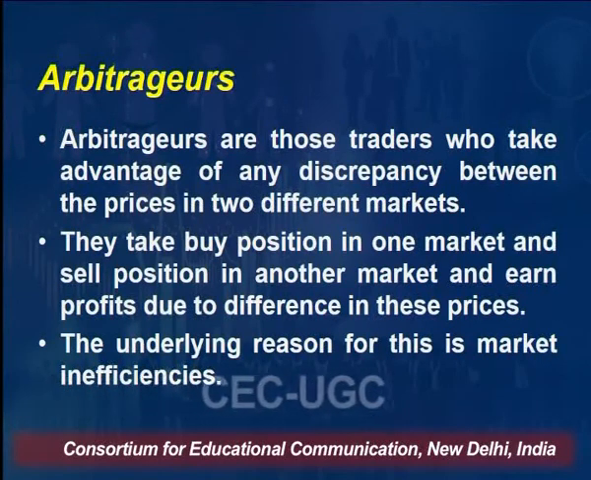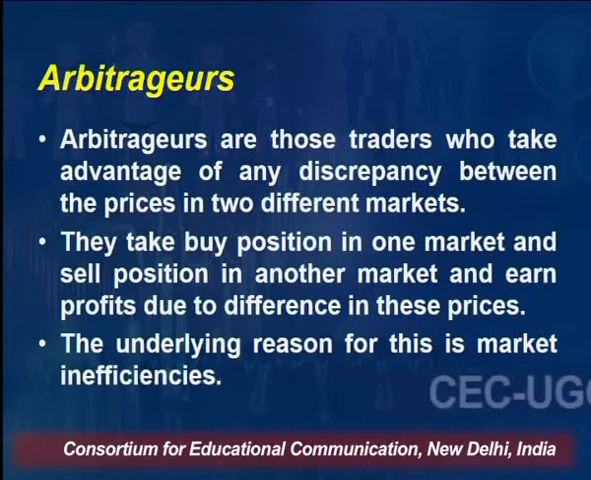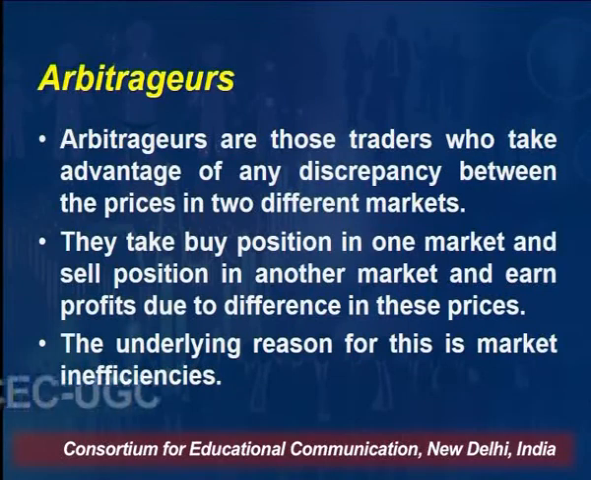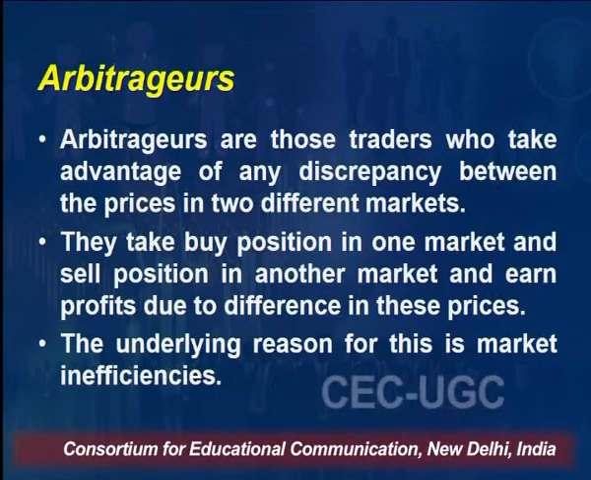They take a buy position in one market and a sell position in another market and earn profit due to the difference in these prices. The underlying reason is market inefficiency. Normally no market is perfect. Because of these market inefficiencies, there are price differences in different markets. These arbitrageurs take advantage of this, and because of that they make profit.